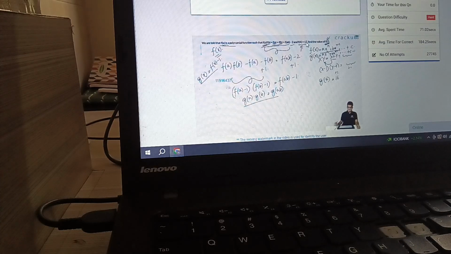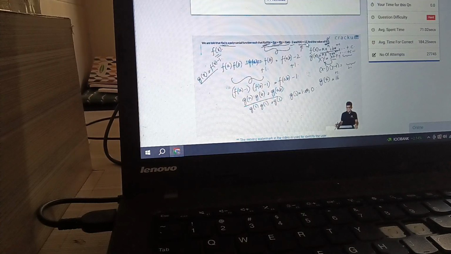In this equation, if you substitute the value of a and b to be equal to 1, what is the value of g of 1? G of 1 into g of 1 is equal to g of 1. This would imply that g of 1 is either equal to 1 or equal to 0. You can easily disprove that g of 1 cannot be equal to 0. How can you do that?